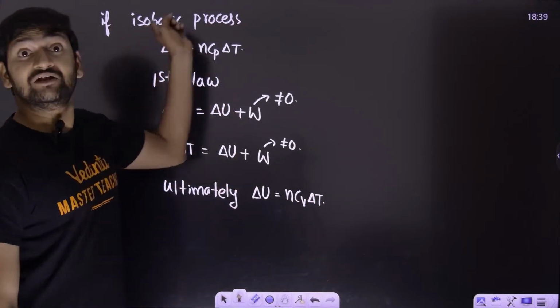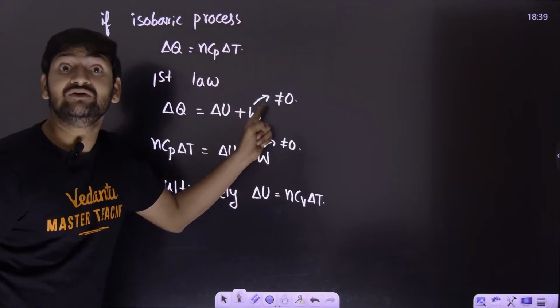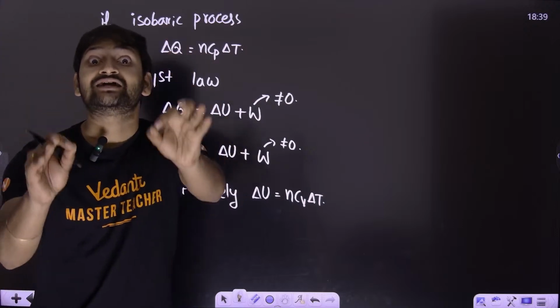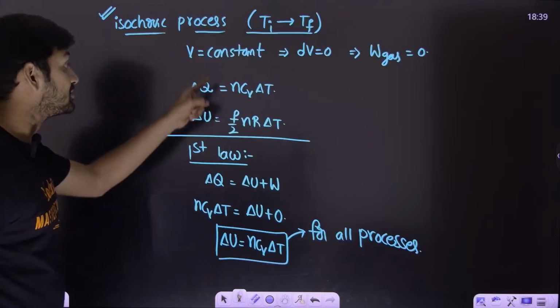So if you choose a different process, then W will exist. If W is going to exist, I can't directly calculate delta U. That's the reason why I have chosen the isochoric process.